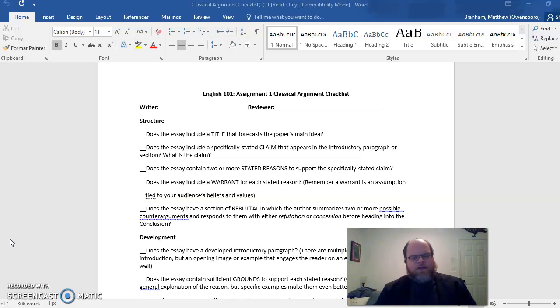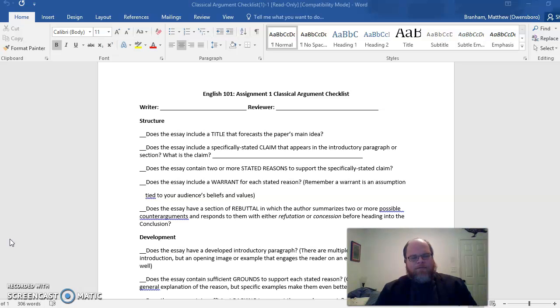Also make sure that for each reason you have a warrant. And warrants are a little bit different than stated reasons. Stated reasons we're going to find just in the beginning of a paragraph. But warrants sometimes take a little bit more thought to figure out. And warrants are tied to audience. So for your argument, think about who you're writing to, who you're trying to persuade. Think about their beliefs and their values, what's important to them, what they have to win or lose, and those will give you your warrants. So make sure you include warrants.